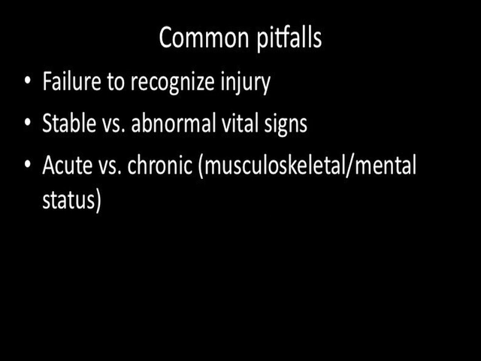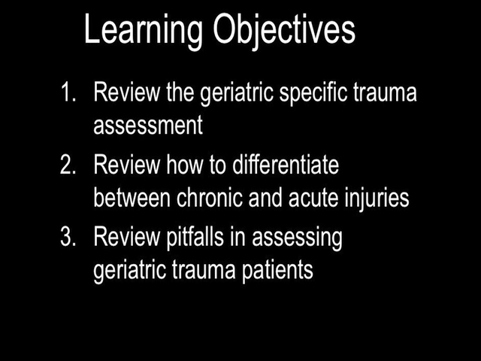Common pitfalls in assessing geriatric trauma patients include failure to recognize injury, unable to differentiate between stable and abnormal vital signs, such as blood pressure, and finally, to differentiate acute versus chronic injuries in the musculoskeletal system or changes in mental status. After viewing this episode, participants will review the geriatric specific trauma assessment. Participants will review how to differentiate between chronic and acute injuries. Finally, participants will review pitfalls in assessing the geriatric trauma patient.